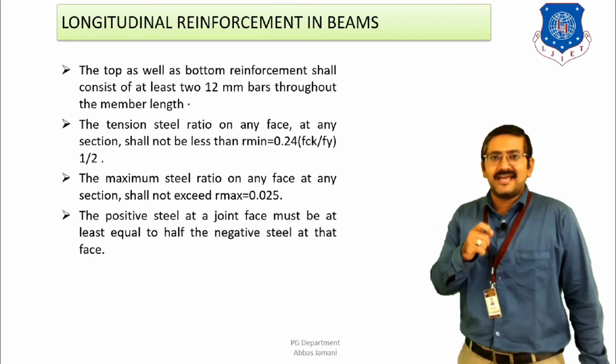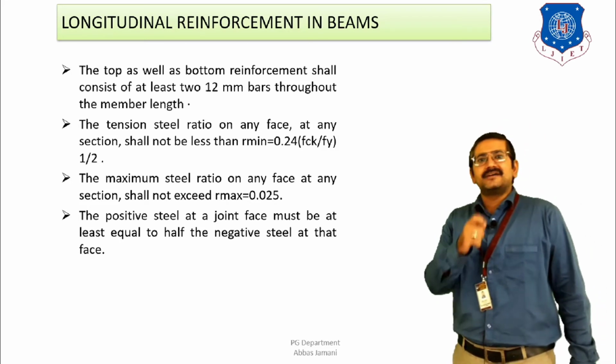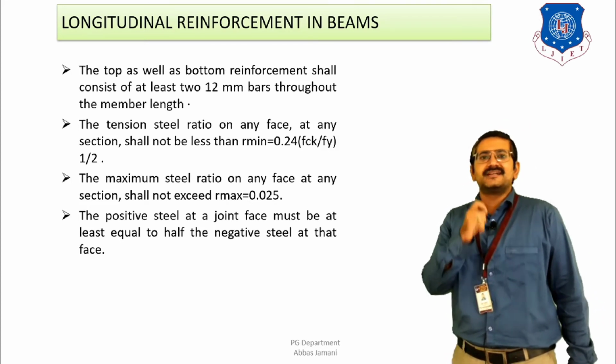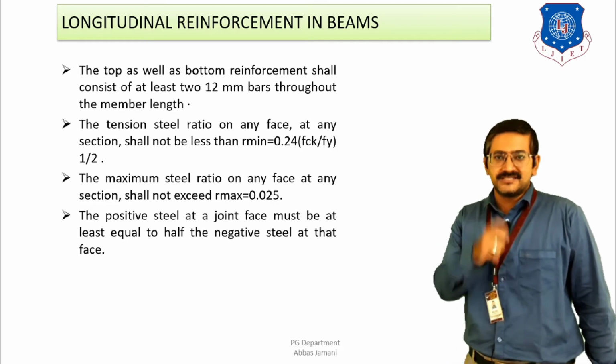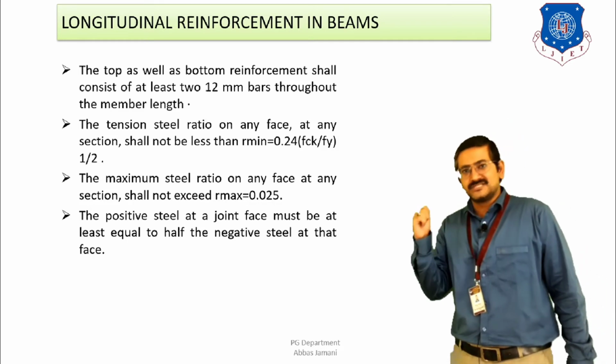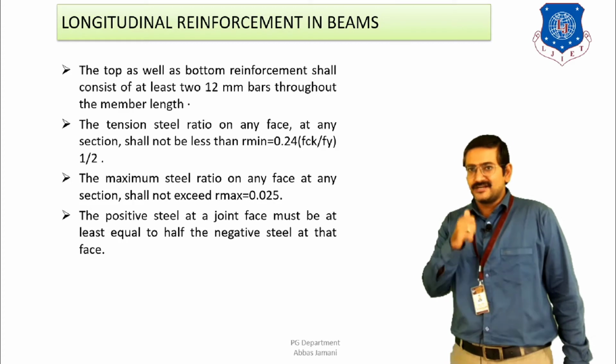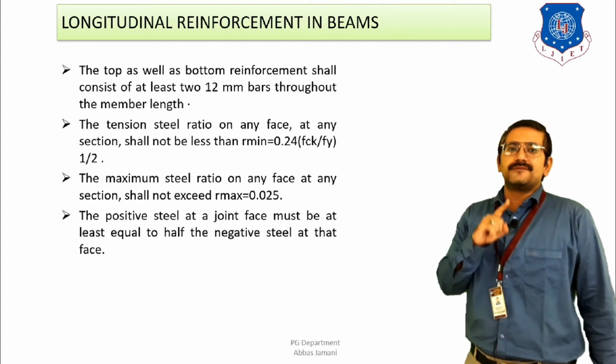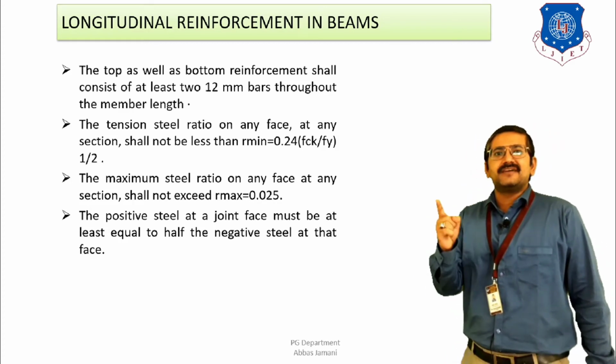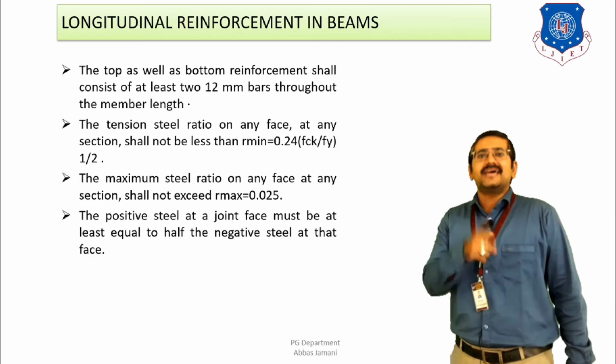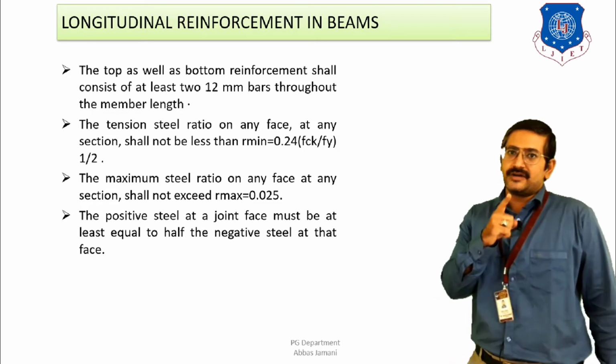Now these guidelines are to be followed for primary members only, that is, the members that are taking part in the lateral load resistance system. For secondary beams, these clauses will not be applicable. That has to be understood, right? So for beams that go from column to column, if the frame is a lateral load resisting frame, then these guidelines of IS 13920 have to be followed.